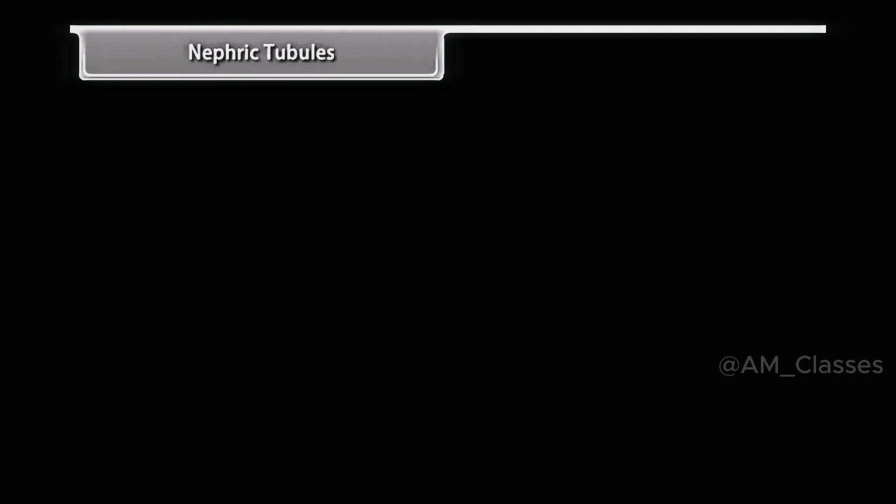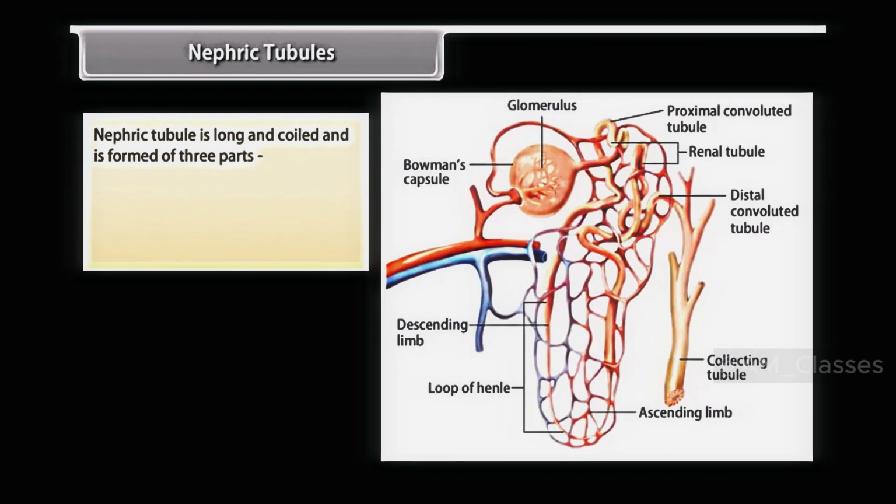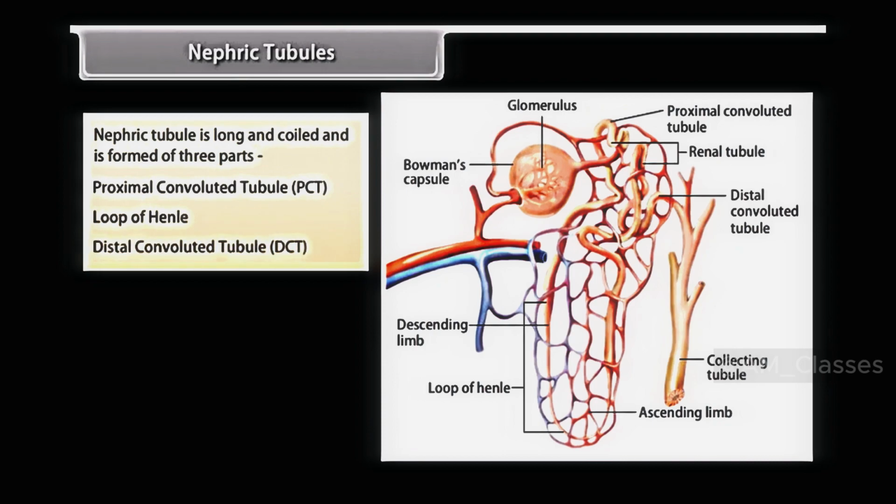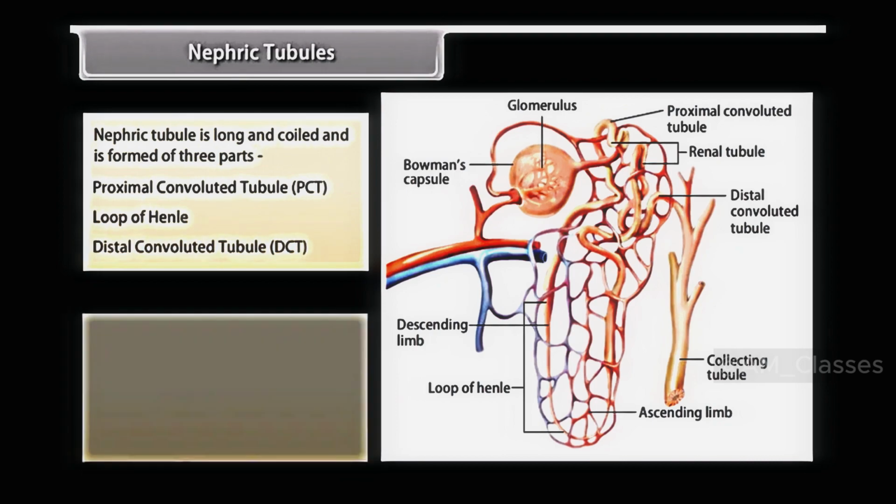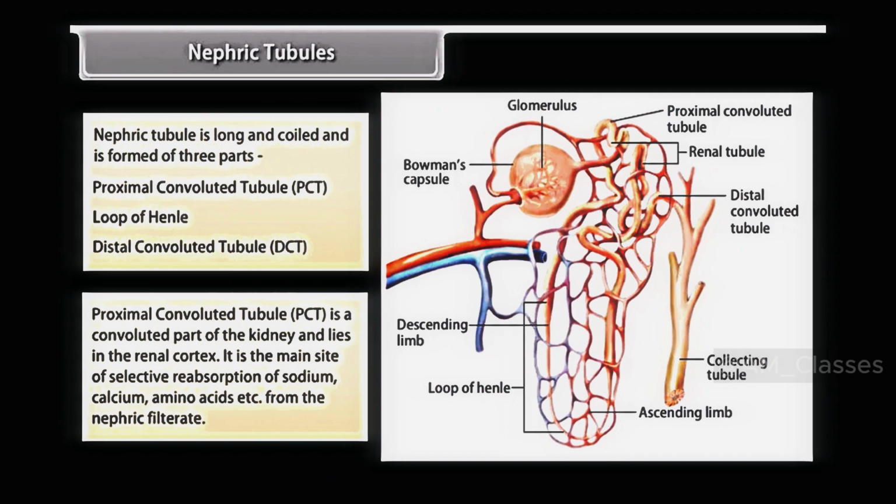Nephric tubules. Nephric tubule is long and coiled and is formed of three parts: proximal convoluted tubule, PCT; loop of Henle; and distal convoluted tubule, DCT. Proximal convoluted tubule, PCT, is a convoluted part of the kidney and lies in the renal cortex. It is the main site of selective reabsorption of sodium, calcium, amino acids, etc.